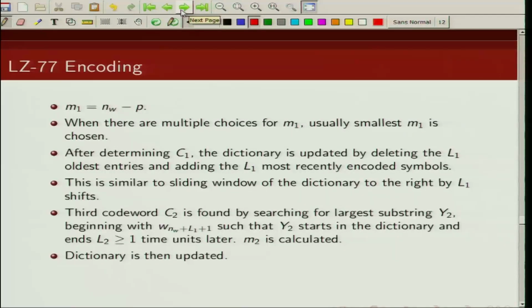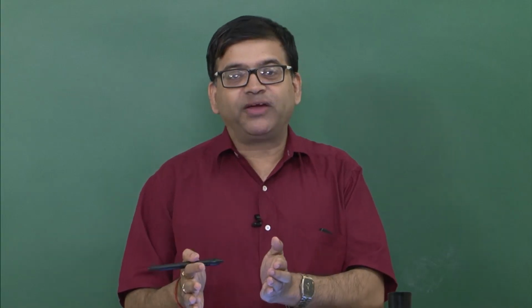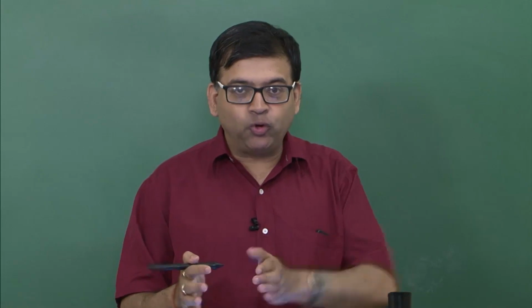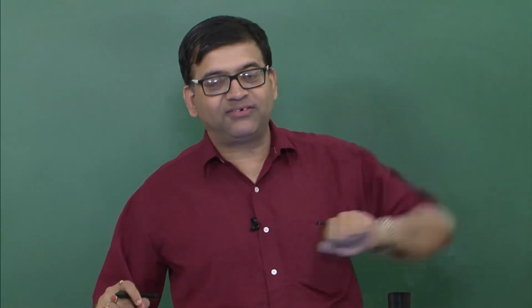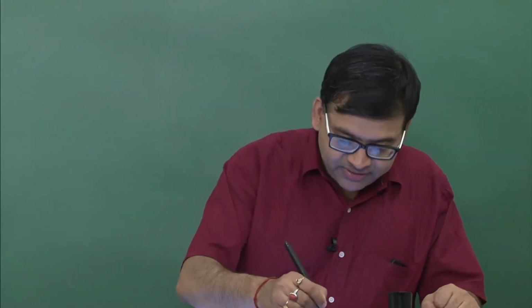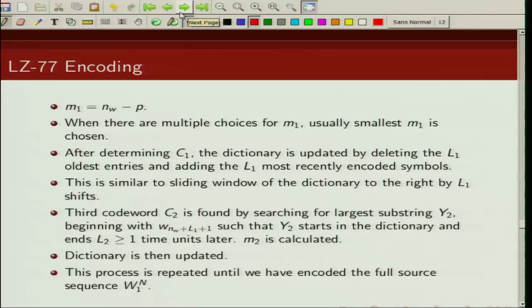Again, I will update my dictionary. I'll add this substring Y2, which is of length L2, and I will remove the oldest L2 entries. So this process is going to be repeated until the full sequence has been encoded.